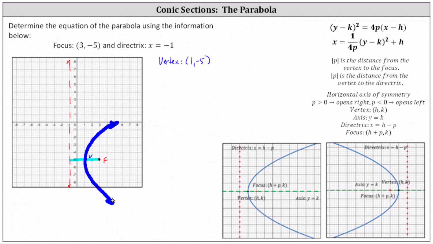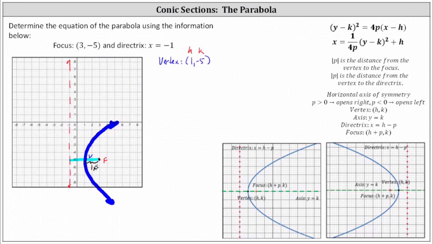Whenever a parabola opens to the left or right, the equation will be in the form of the square of (y minus k) equals 4p times the quantity (x minus h), where (h, k) is the vertex, which indicates h equals 1, k equals -5. The absolute value of p is the distance from the vertex to the focus. Analyzing the graph, that's this distance here.